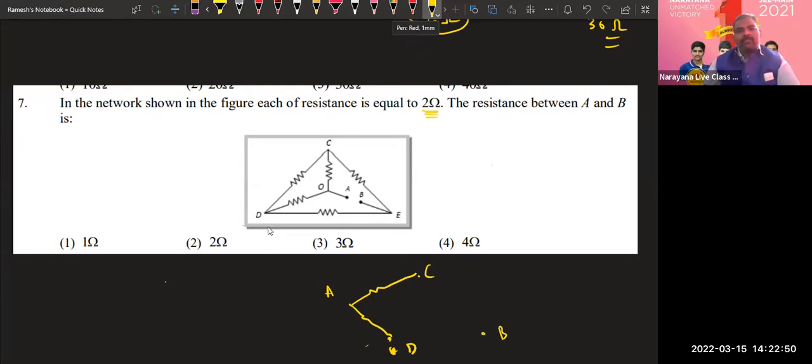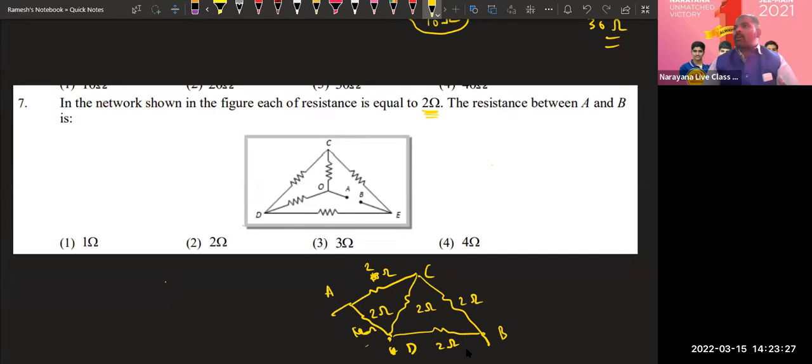Between C and E, B is nothing but E only, right? B and E are the same junction. Then again D and B also one more resistance is there, and A and D finished. One more resistance is there from C to D. Between A and B we put a battery. All are 2 ohm only, right? This is also 2 ohm. This is also 2 ohm. Which is useless? Tell me.